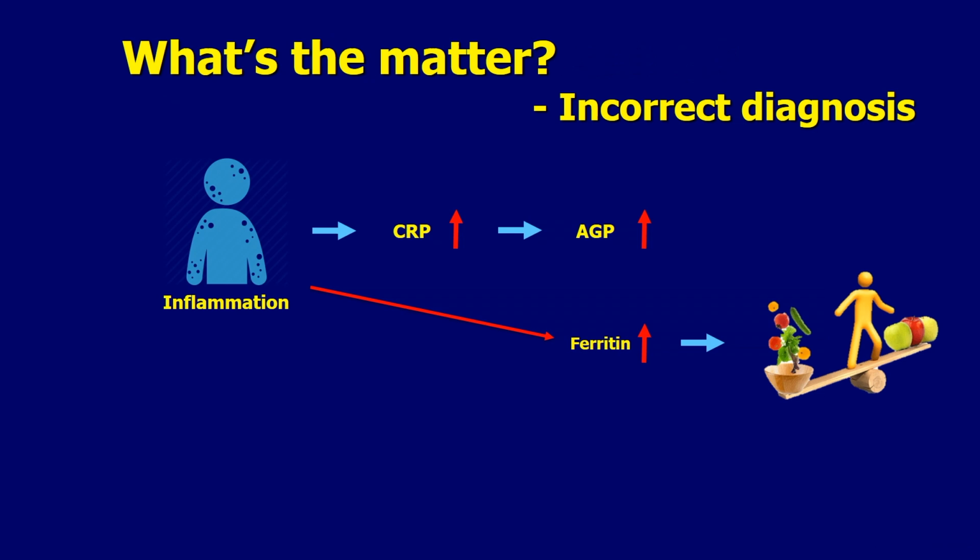Let's take a closer look at our example. When a person has inflammation, CRP and AGP will increase. Since ferritin is an acute phase protein as well, it will also increase. Now, if you want to use ferritin to reflect a person's iron status, you should take inflammation into consideration. Otherwise, it may cause problems with the interpretability.